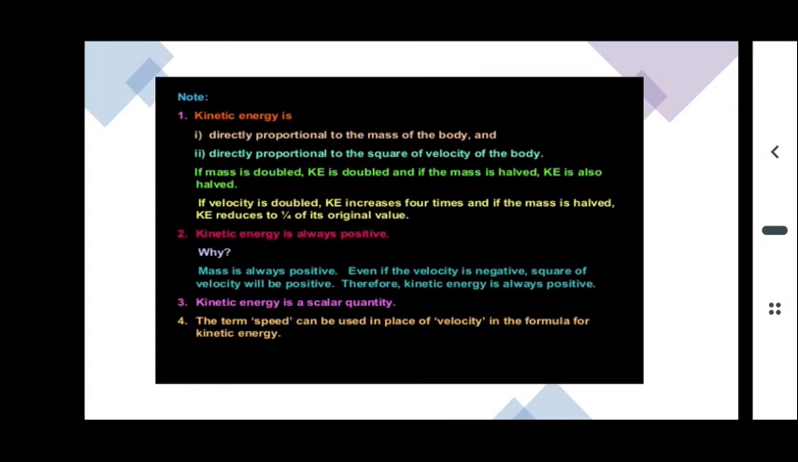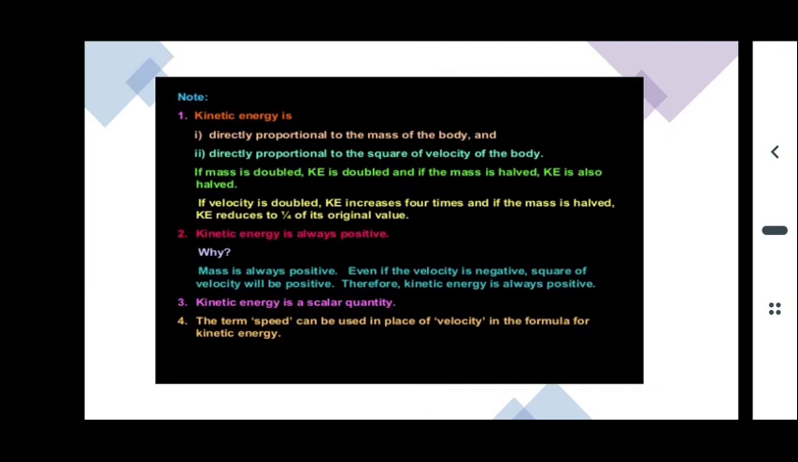It is also directly proportional to the square of the velocity of the body. The speed, the velocity will be directly proportional. Both will be increasing or decreasing together. If the mass is doubled, the kinetic energy also will be doubled, and if the mass is halved, kinetic energy will be halved. Means it is directly proportional, na? Same thing.